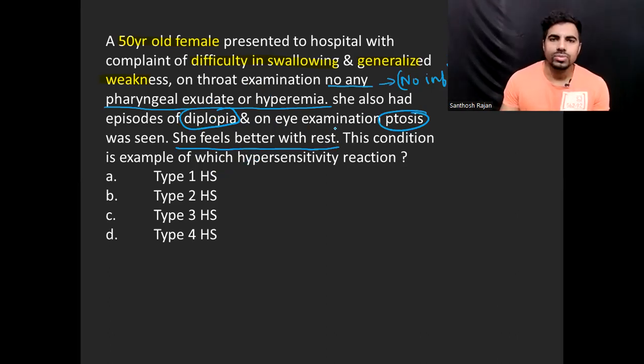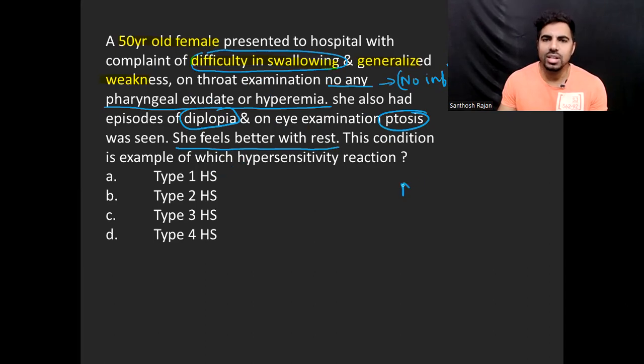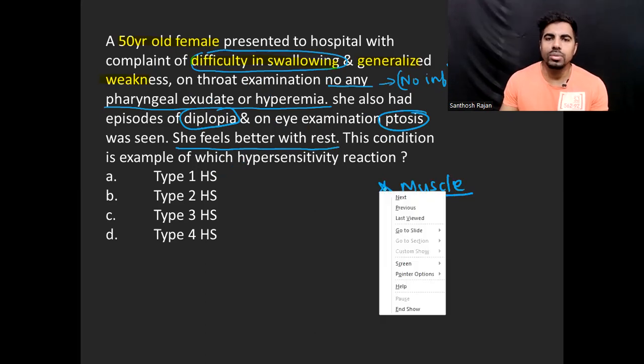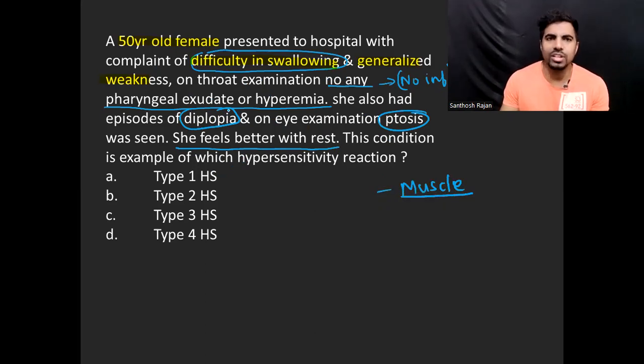Okay. Now, let's stop here. This condition looks like difficulty in swallowing, weakness. Everything looks related to the muscle, something related to a muscle problem only. Okay, muscle problem. Let's stop here.